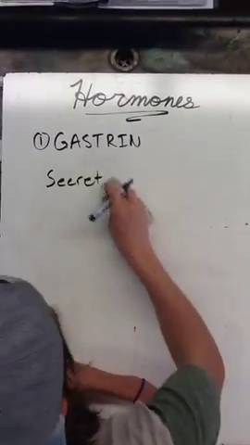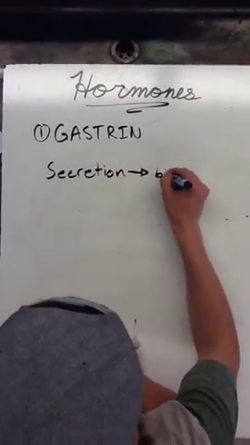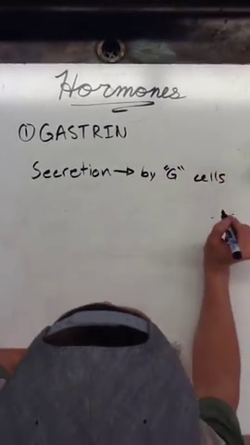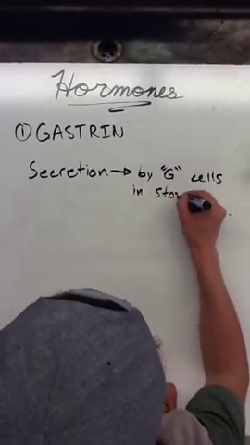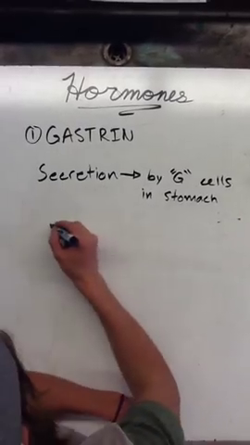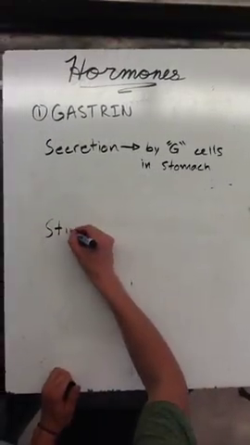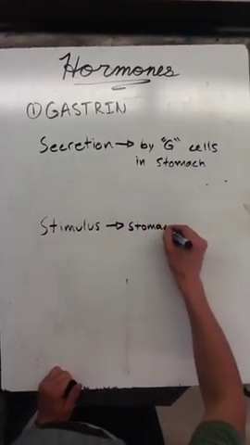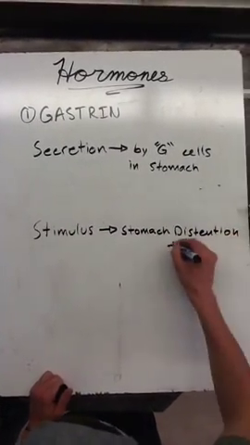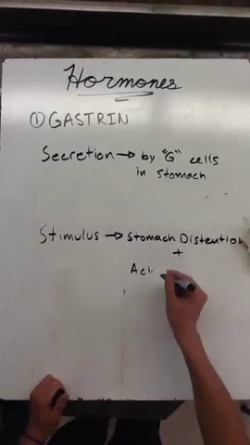Gastrin is secreted from the enteroendocrine G cells in the gastric pits of the mucosa of the stomach. What stimulates the production of gastrin is stomach distension and the acidity of the chyme found in the stomach.